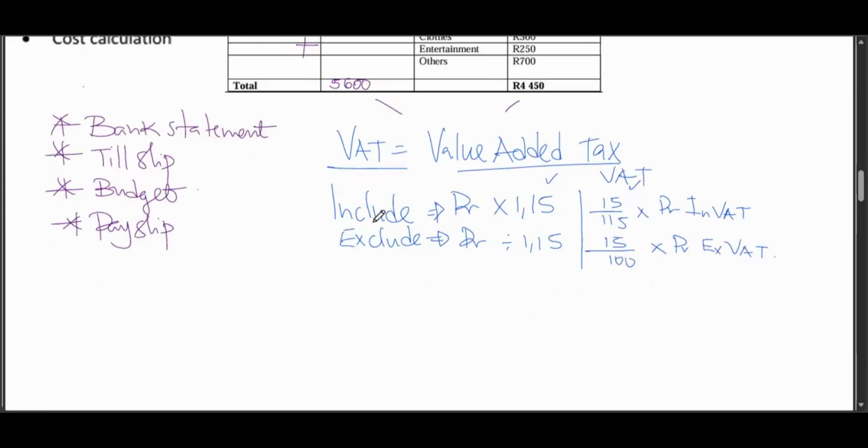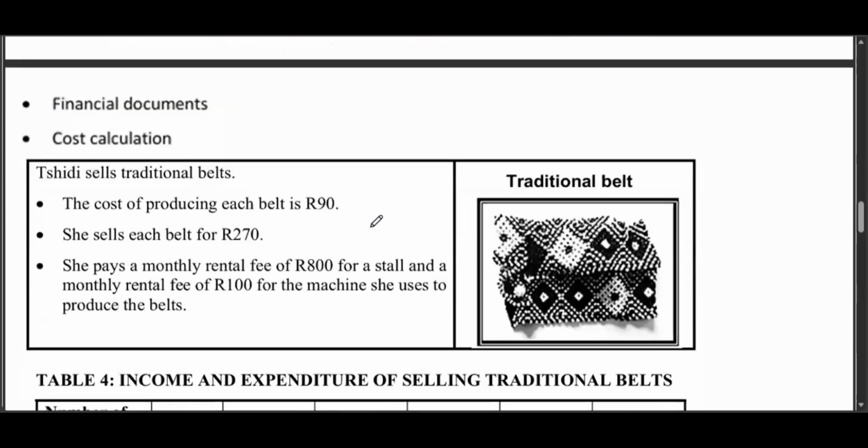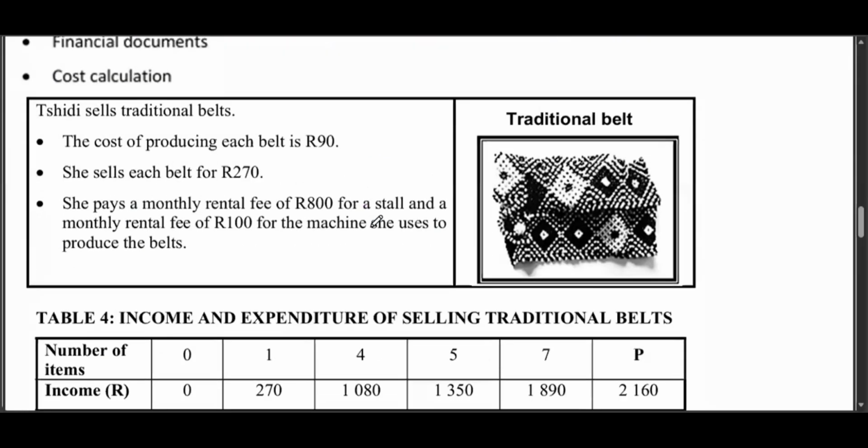Cost calculations, we shall look at it in the next slide. Here we are, the cost calculations. How much do you spend? Anything that goes out is a cost. In other words, we are looking at expense, or someone else would say expenditure.